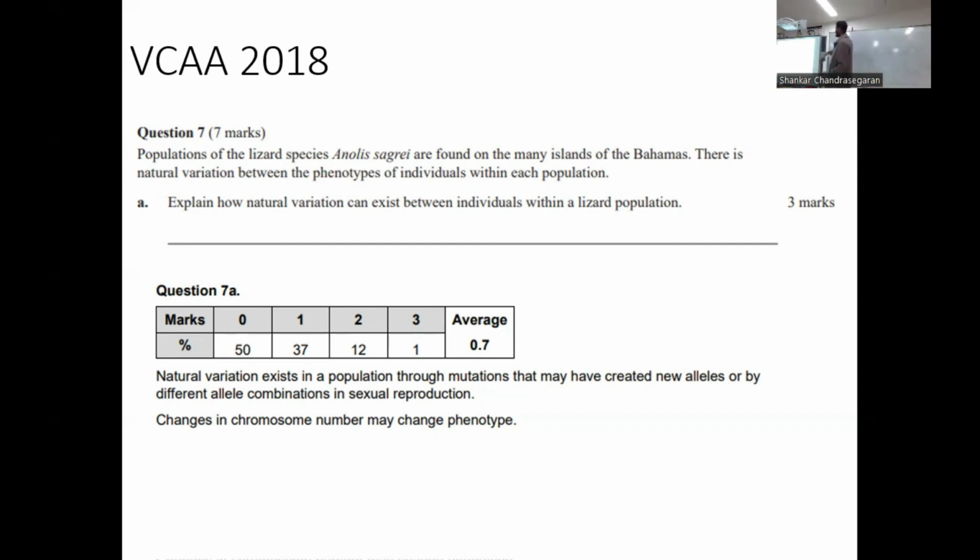This question is specifically very hard, as you can see. The 3-mark question, only 1% of those who did the paper managed to get 3 marks. 50% didn't even get a mark. So you need to be able to understand the ways in which allele frequencies can alter, meaning how there can exist natural variation. One is the different ways that allele frequencies can change, mutation, or today's topics that we're going to look at. You can also use those as answers, but the best ones would be something like how the genotype is made up of different allele combinations in sexual reproduction, allowing for natural variation to exist.